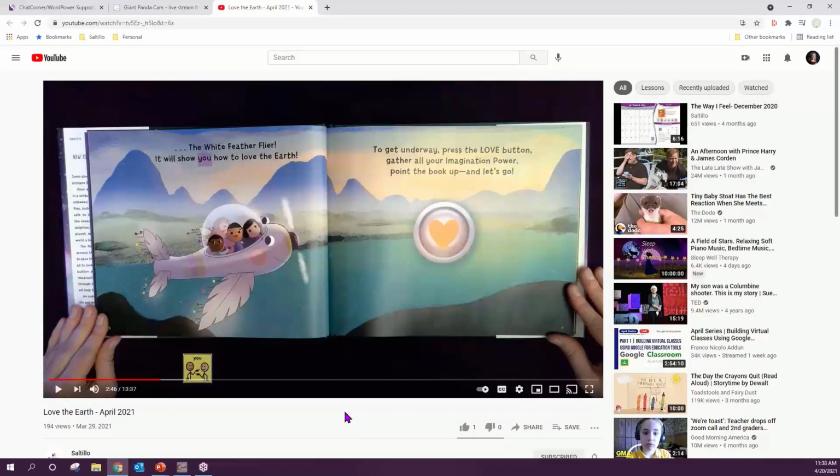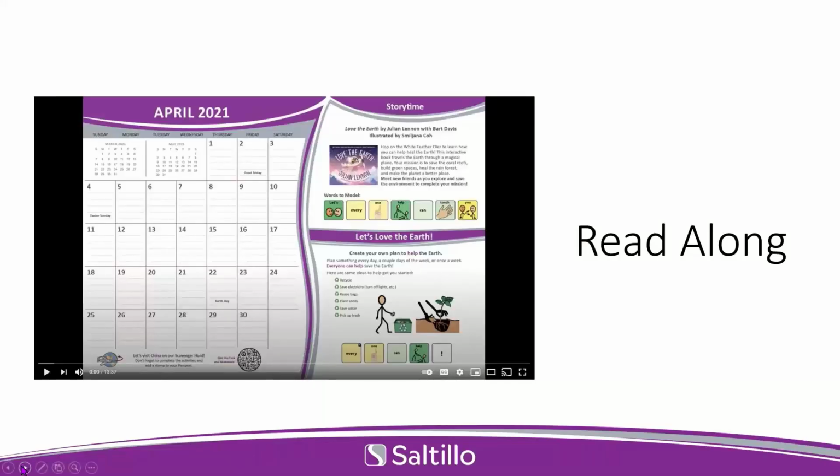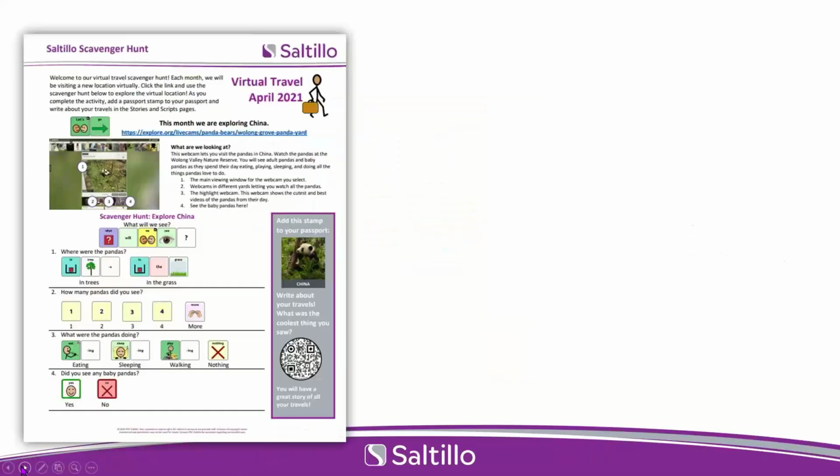This is a resource, again, if you don't have access to the book, but you still want to participate. This is a great way to read along, and it also gives the communication partner an idea of just how you can go about modeling the target words while reading the book. Okay. So each month of our calendar has an adventure pack, which includes a virtual travel scavenger hunt, which is super cool.